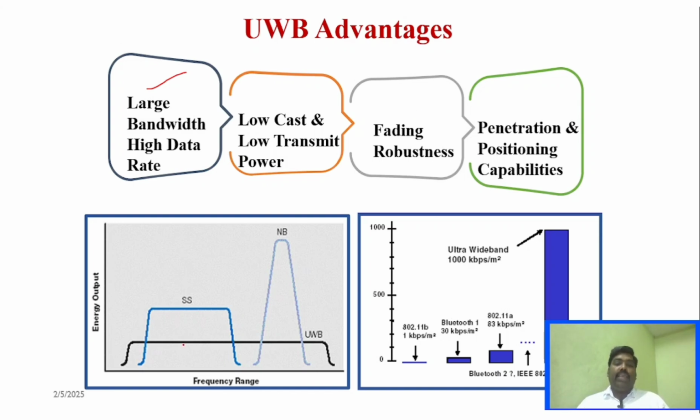And when you see the frequency range, apart from the narrow bands, as I said before, all the short range communication has a specific frequency band. But here in UWB, it starts from 3.1 gig to 10.6 gig. You have a wide frequency range. And because of that bandwidth, you can see the data rate capacity here: 802.15.1 is 1 kbps, whereas Bluetooth is 30 kbps, and 802.11a is 83 kbps, whereas here we can reach up to 1000 kbps per meter square because of wide bandwidth, right?